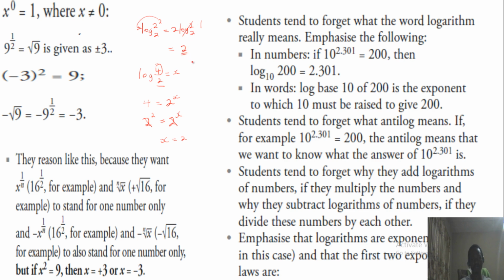Basically, what we are saying here is a very simple thing. We are saying the log base 10 of 200 is the exponent to which 10 must be raised to give 200. So they tend to forget what log means. For example, if 10 raised to the power 2.301 is equal to 200, it means we are taking the anti-log. The anti-log means that we want to know what the answer of this is in base 10. Therefore, you just check 2.301.